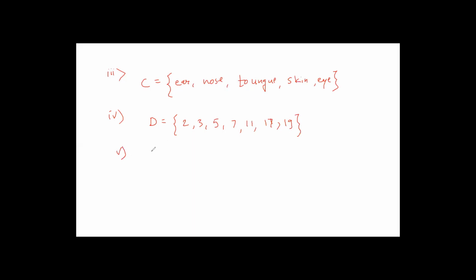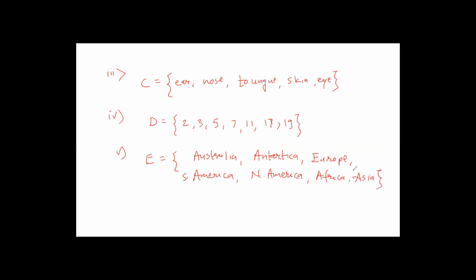Another set is asked, names of continents in the world. You have to write the names of continents in the world. So you are going to write E as Australia, Antarctica, Europe, America, meaning South America, North America, Africa, Asia. These are the names of continents in the world.